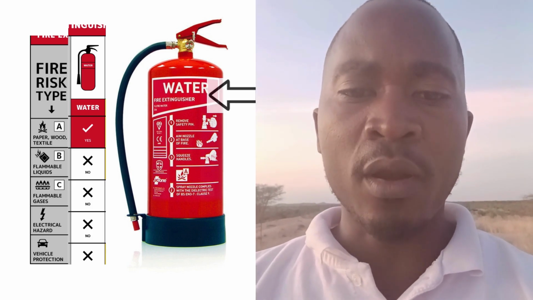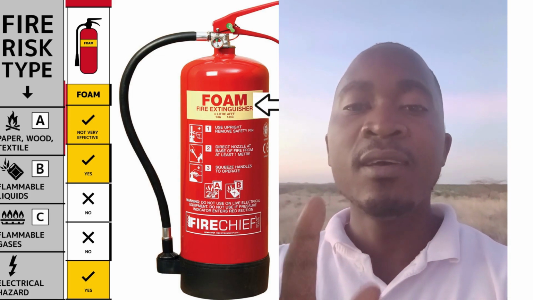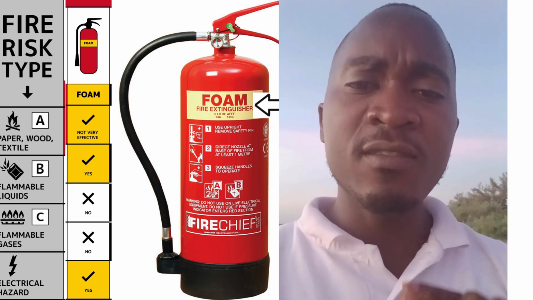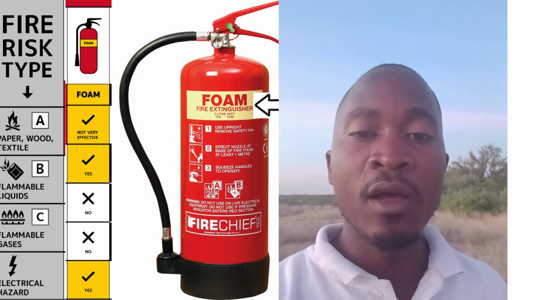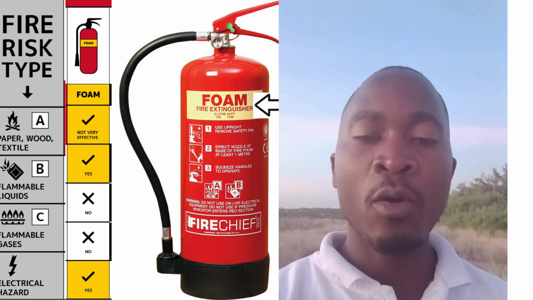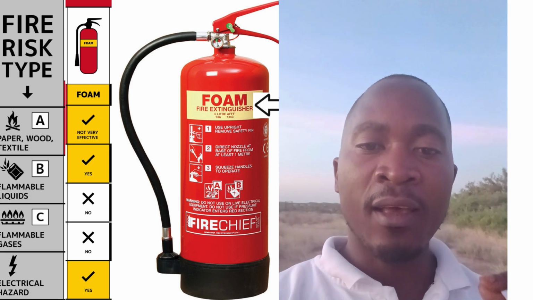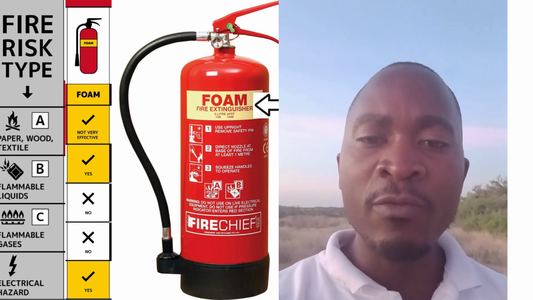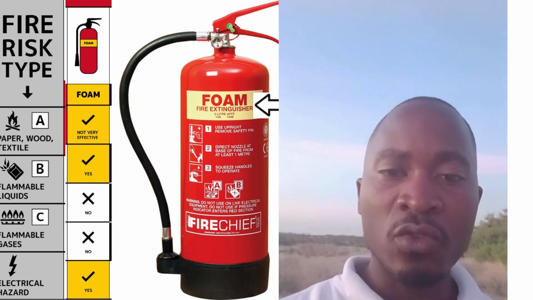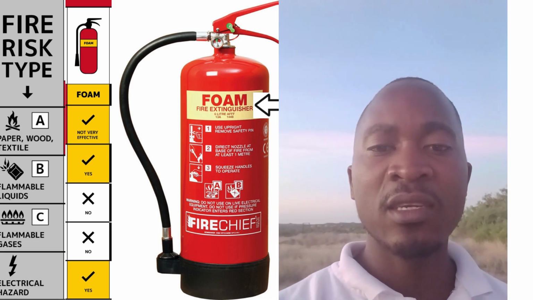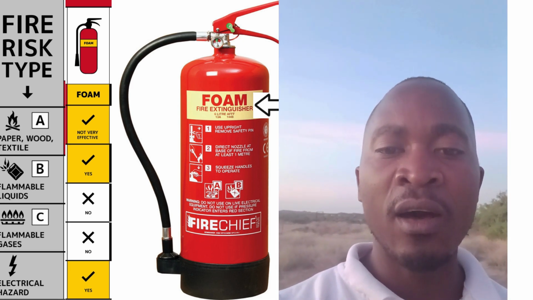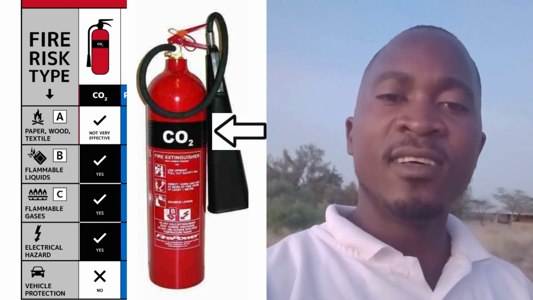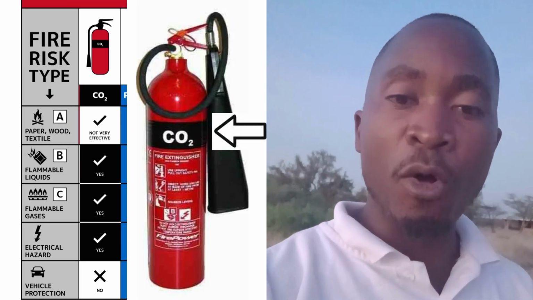Now let's move to the second one. Foam. You can recognize the foam by the color cream. You can use this fire extinguisher when the fire has been started by class A, combustible solids, or class B, that is combustible liquid, and also it can be used for electrical materials. So pick this type of fire extinguisher if the cause of the fire is any of those.